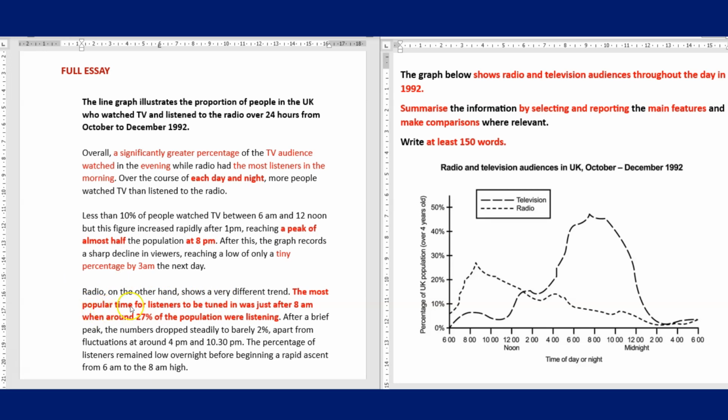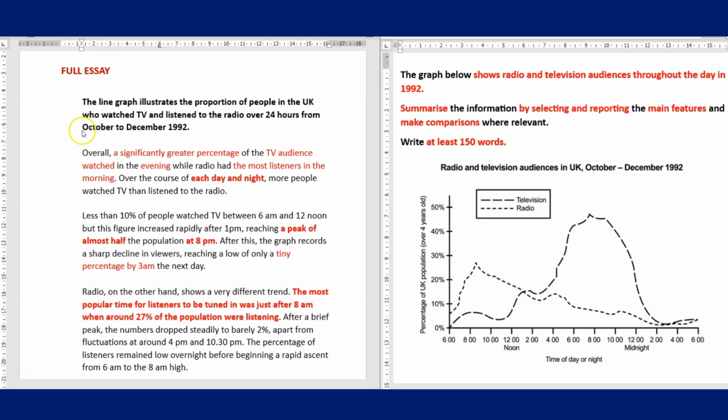The most popular time for listeners to be tuned in was just after 8 a.m., when around 27% of the population were listening. After a brief peak, the numbers dropped steadily to barely 2%, apart from fluctuations at around 4 p.m. and 10:30 p.m. The percentage of listeners remained low overnight before beginning a rapid ascent from 6 a.m. to 8 a.m. high. So this is how you write your essay.